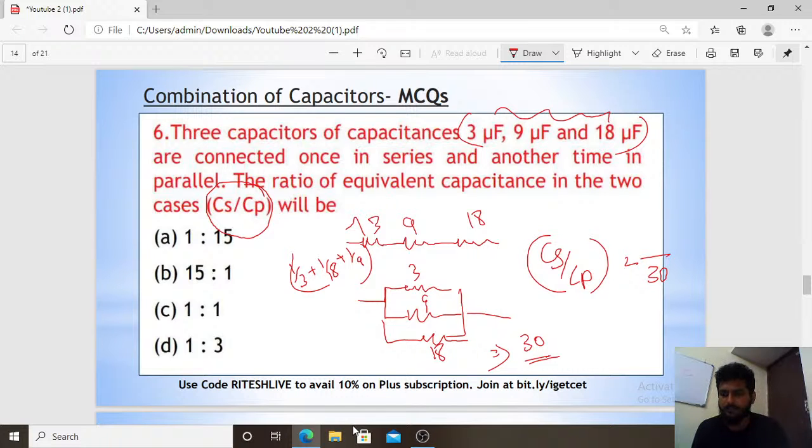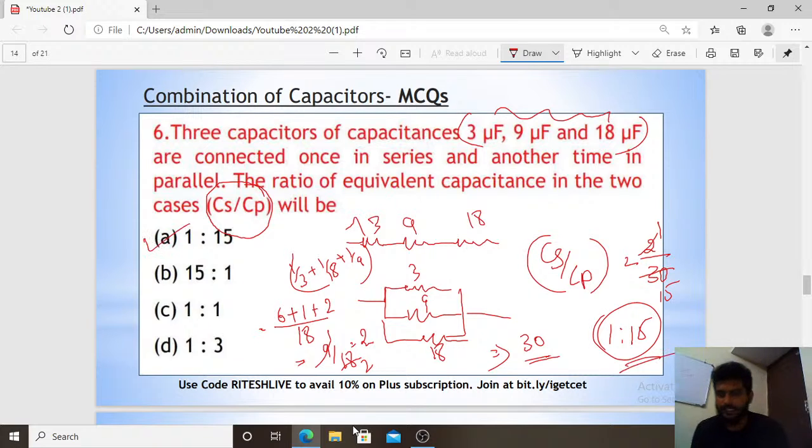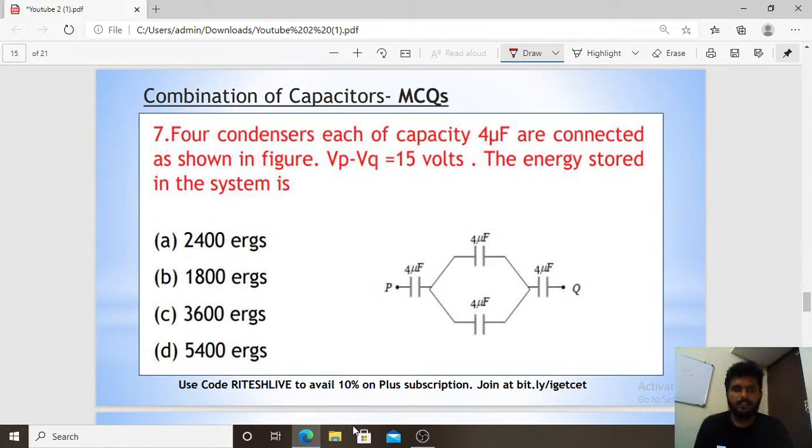3, 18 and 9. Yashasvi, how much did you get? 18, right? 3 3s are 3, 6 are 18, 1 9 2s are, so you will get 9 by 18, inverse you need to do, that means 2 value you get. So 2 1s are 2, 15s are, the answer is 1 by 15, 1 is to 15. So option number A is right. So hope you understood, my dear. Alright, cheers. Next. Super, Dhananjay.